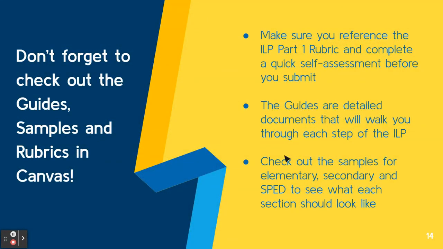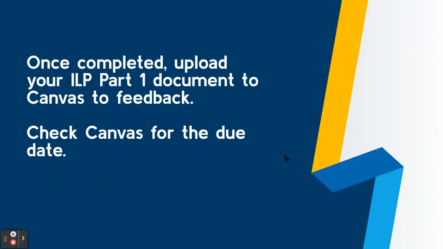As a reminder, be sure to check out all the available resources in Canvas, especially the guide documents, rubrics, and samples. It is helpful to review your ILP document with your mentor while using the rubric to be sure you've met all requirements. Both candidates and mentors have multiple resources to assist you in the ILP journey. So please check Canvas and reach out to your mentor or lead mentor with any additional questions you may have about ILP Part 1. Once all sections of ILP Part 1 have been completed, candidates will then upload the individual learning plan template on Canvas for review and feedback.